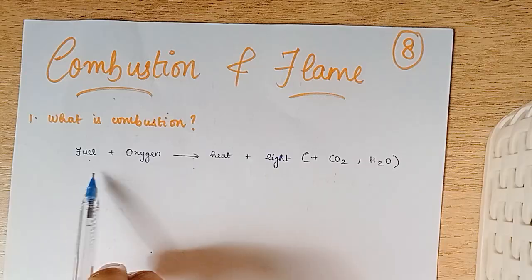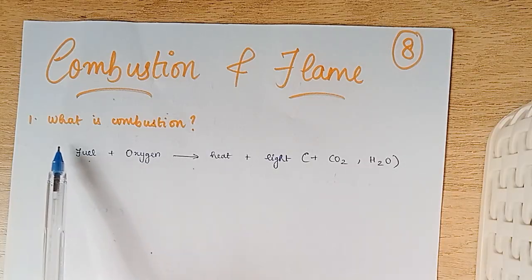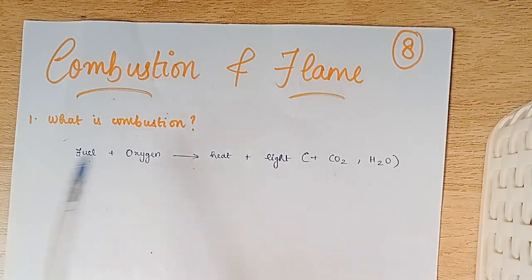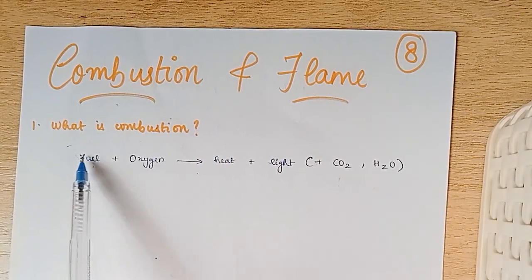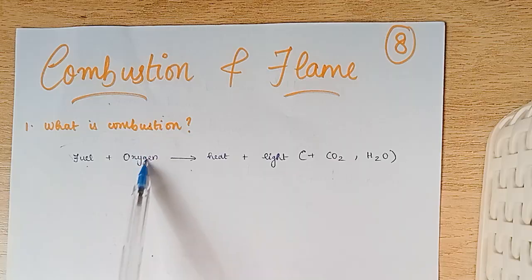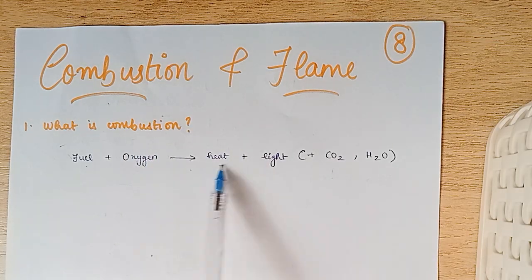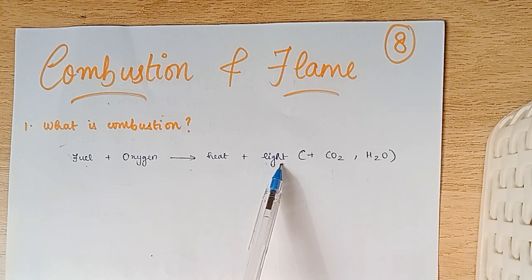So fuel plus oxygen, this is called a chemical process. A chemical process in which a substance burns with the use of oxygen, or in the presence of oxygen, and produces heat and light is called combustion.